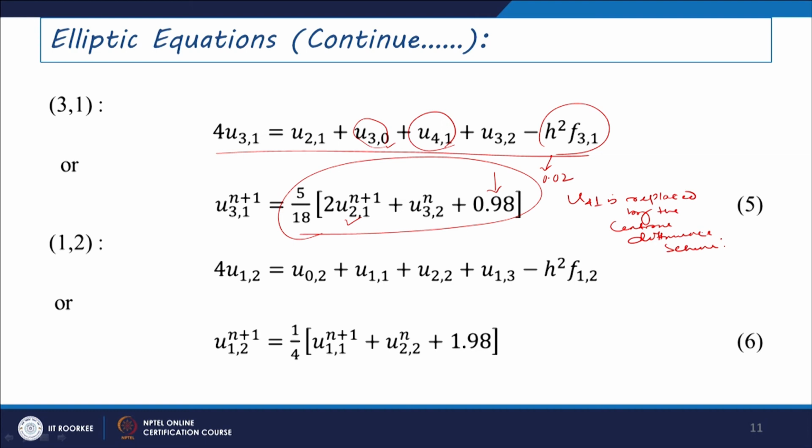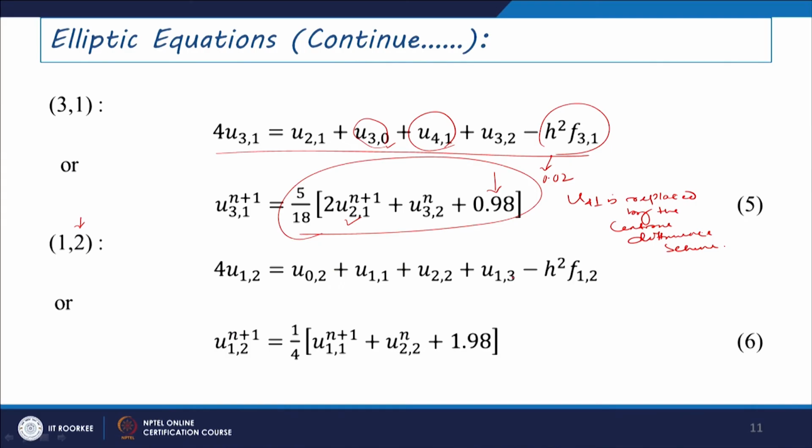And finally, if you just go for u of 1 2 here, that is keeping j as 2, since the j computation for 1 we have completed, so that is why we are just moving one more step further for j. So if j equals 2 for i equals 1 here, this can be written as u4 of u12, which equals u02 plus u11, u22 plus u13 minus h square f12 here.